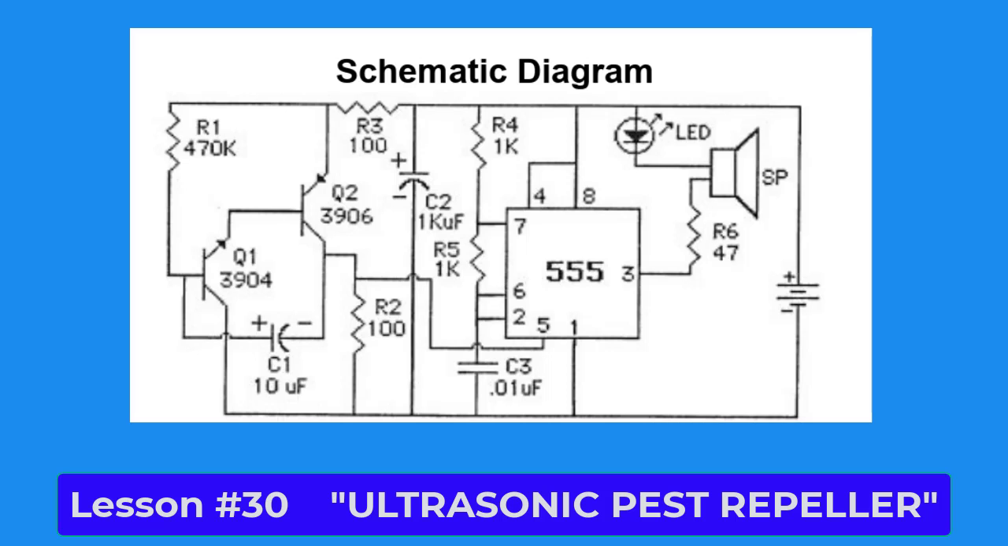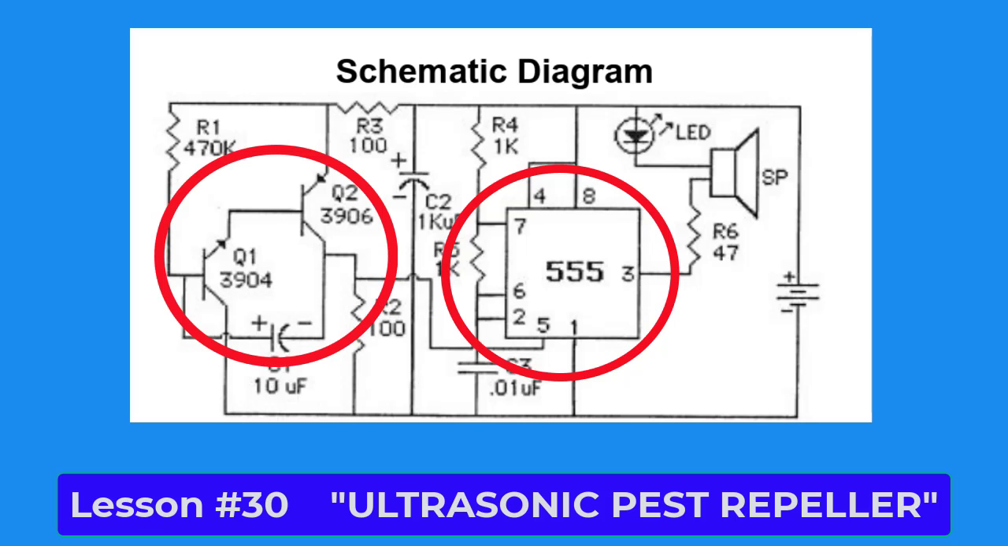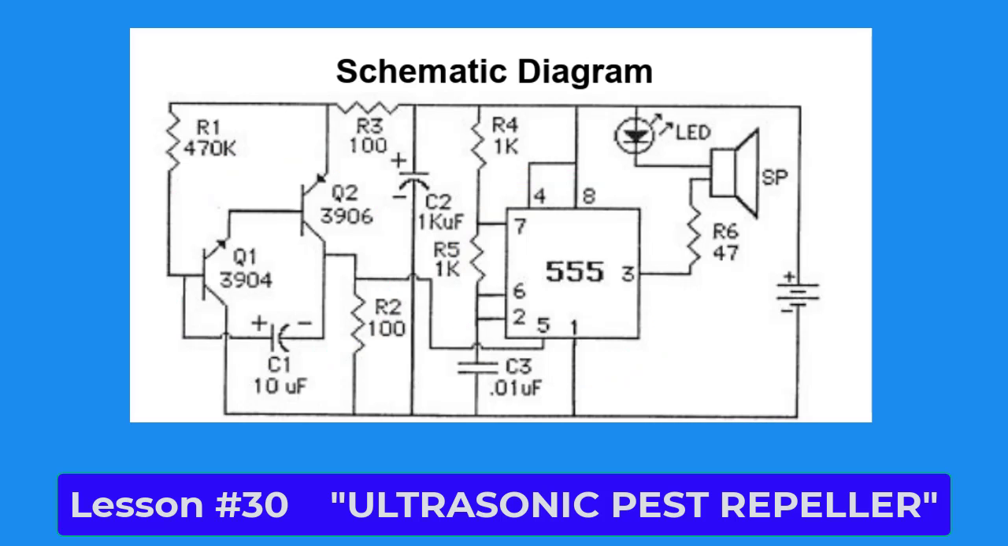You may remember from lesson number 11 that a 555 timer IC can be used to generate tones and other sounds. This circuit was designed by engineers using the 555 timer IC with a 2-transistor oscillator circuit to make ultrasonic sounds to chase away pests.